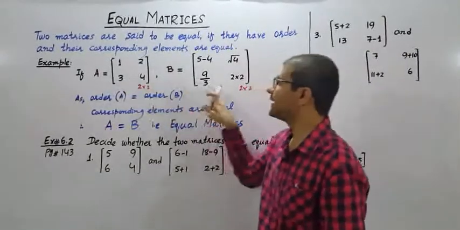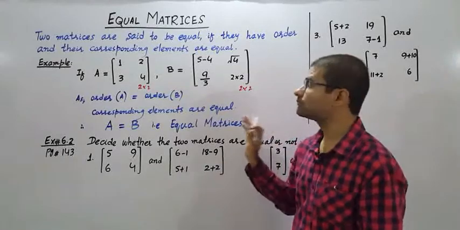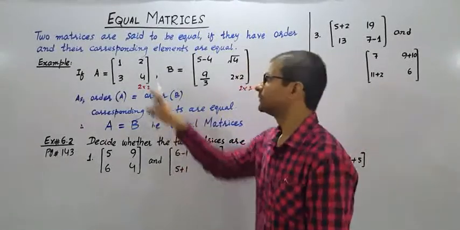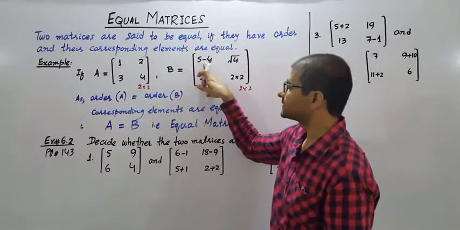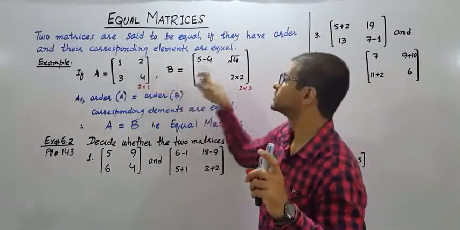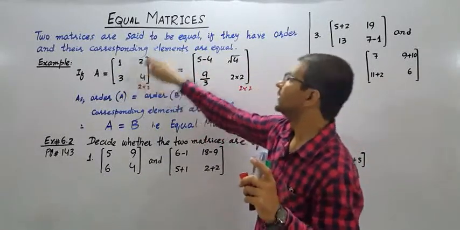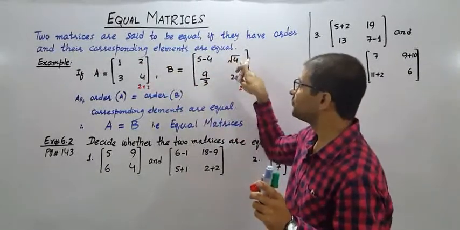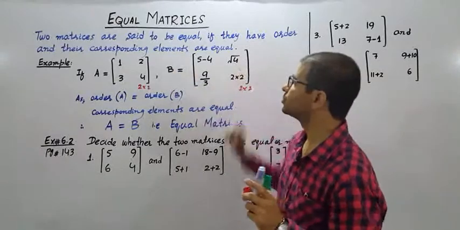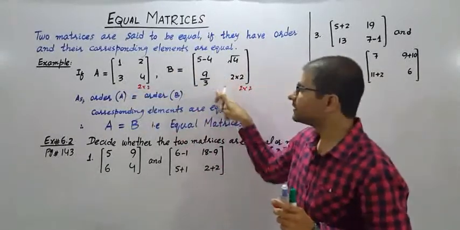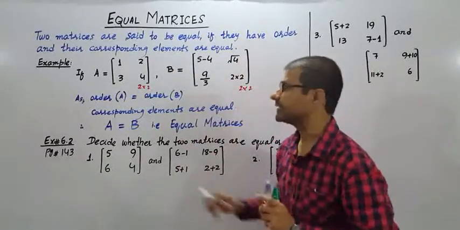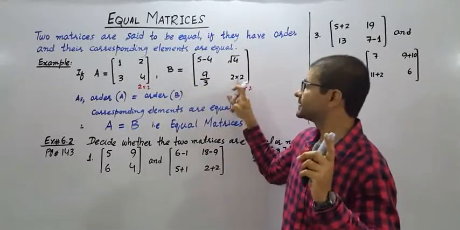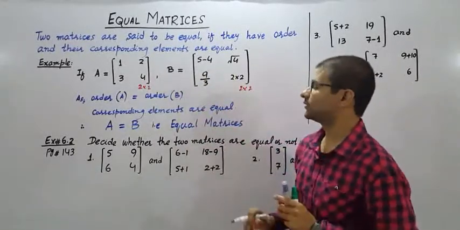Now the order of both the matrices is the same. Now observe their corresponding elements. Are they equal or not? 1, and 5 minus 4 is also 1. 1 equals 1. 2 equals root 4; we know root 4 is equal to 2, so 2 is equal to 2. 3 is equal to 9 by 3; 9 by 3 is 3. Yes, 3 equals 3. 4 is equal to 2 to the power 2. Yes, 4 equals 4.